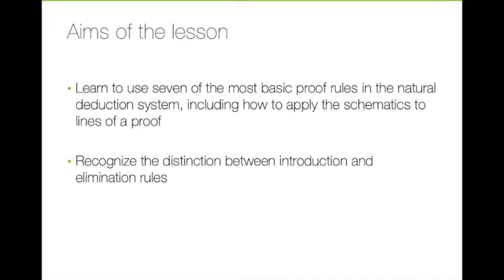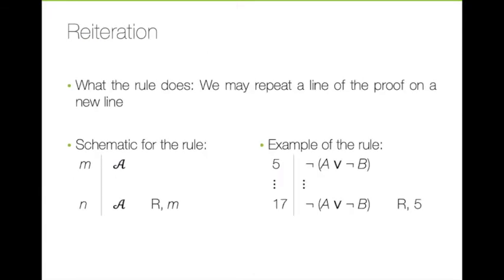In this lesson, we're going to learn to use 7 of the most basic proof rules in the natural deduction system, and that will include learning how to apply the schematics for these rules to particular lines of a proof. And we're also going to introduce this basic distinction between 2 kinds of rules, introduction and elimination rules. But we'll start with a very simple rule to give you a feel for how the rules of a proof in this system work. So our first rule is reiteration.